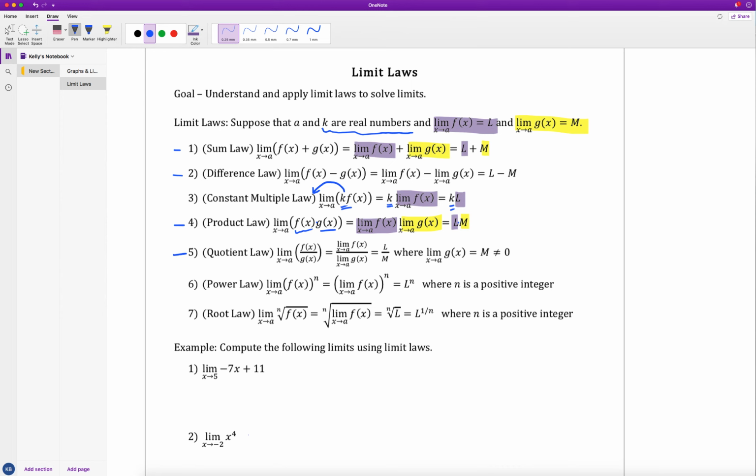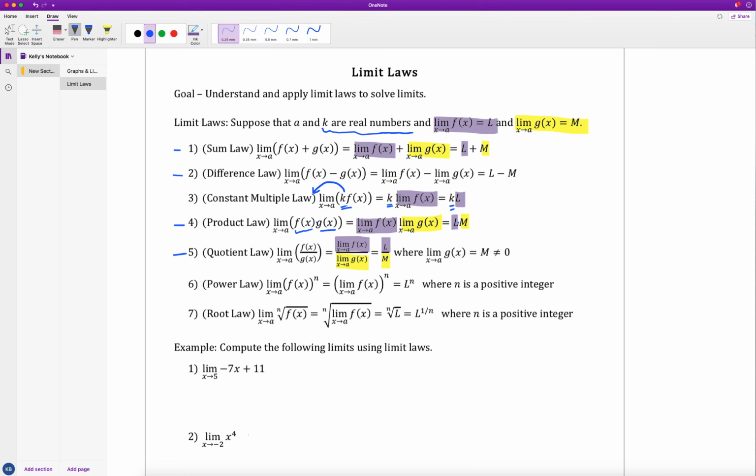And then 5 is going to group in with those with division. So if I have the quotient law here, which says the limit as x approaches a of f of x divided by g of x would be the same thing as doing the limit as x approaches a of f of x individually in the numerator divided by the limit as x approaches a of g of x in the denominator. And since each of those limits exists, and we know that the limit as x approaches a of f of x is equal to L, and the limit as x approaches a of g of x is equal to m, then this would be equivalent to saying L divided by m.